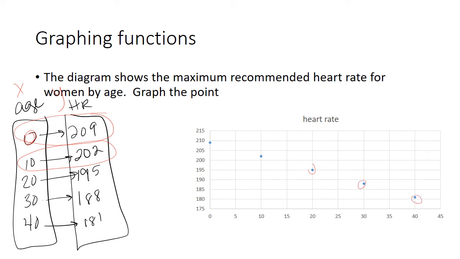Now, these points are not connected because this is a discrete function. They are specific points given for specific age ranges. So we would call it a discrete function.